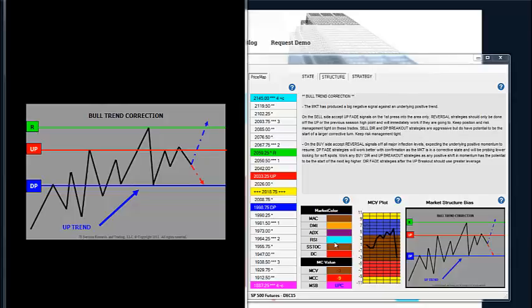We can take a look at the guts to see what's happening here, and here's the MC value plot. So we had a market that was in a positive trend. We had a real dramatic shift in the MC value. We had a 9-point shift in the MC value. That's a real big technical shift.